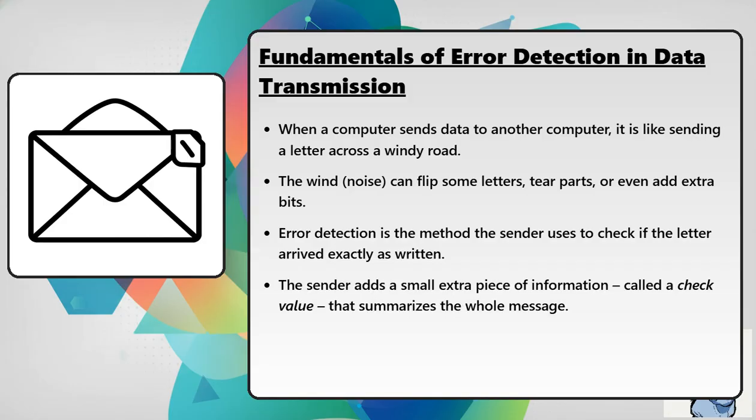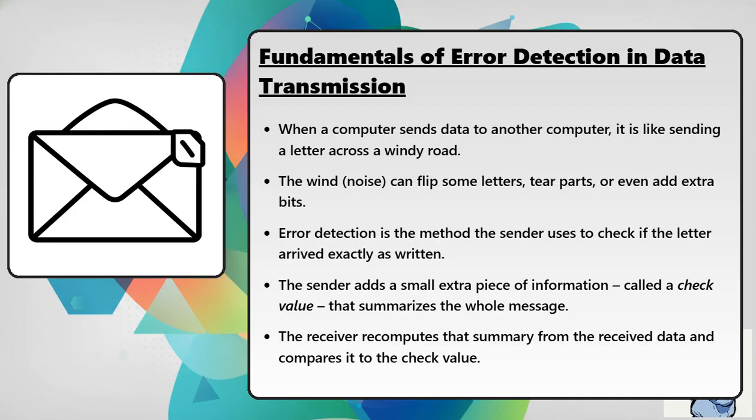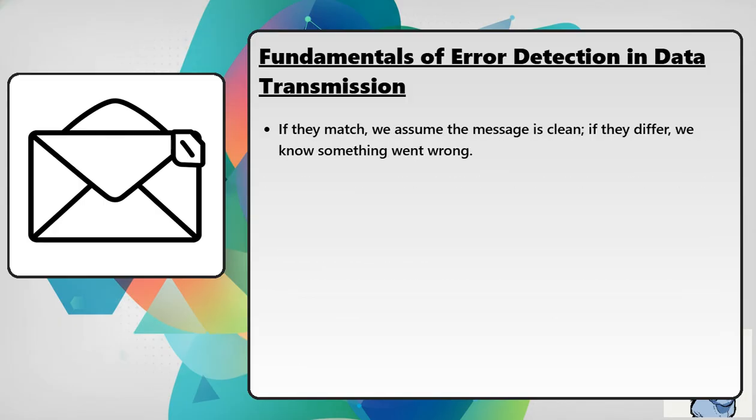The sender adds a small extra piece of information called a check value that summarizes the whole message. The receiver recomputes that summary from the received data and compares it to the check value. If they match, we assume the message is clean. If they differ, we know something went wrong.